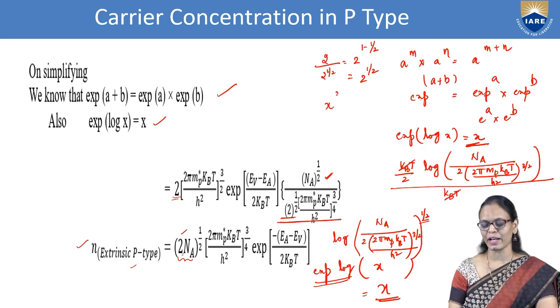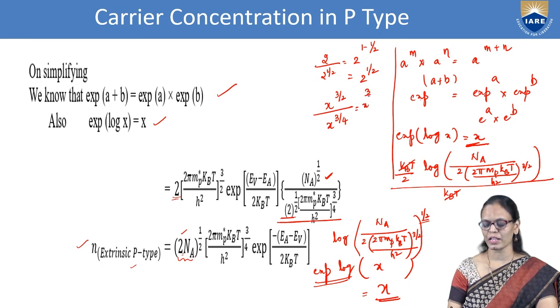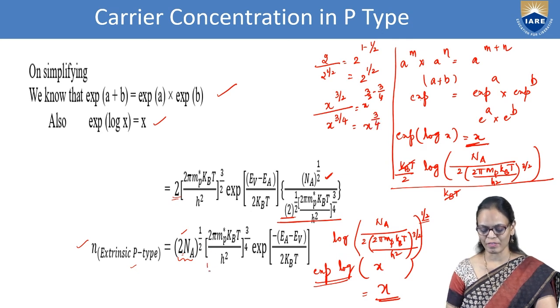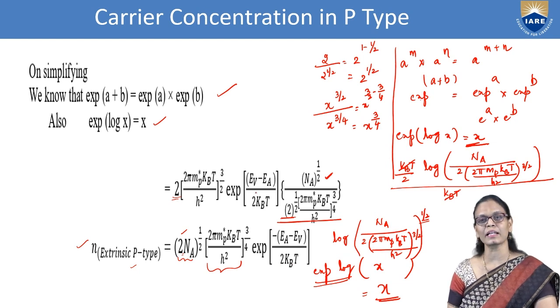So in the numerator I have x power 3 by 2, and in the denominator I have x power 3 by 4. So how do we write this? x power 3 by 2 minus 3 by 4. So we will be left with x power 3 by 4. That is why we have 2 pi mp kBt by h square power 3 by 4. And then this exponential term stays as it is, but we take a minus outside and write it as Ea minus Ev by 2 kBt. It is the same as writing Ev minus Ea by 2 kBt.